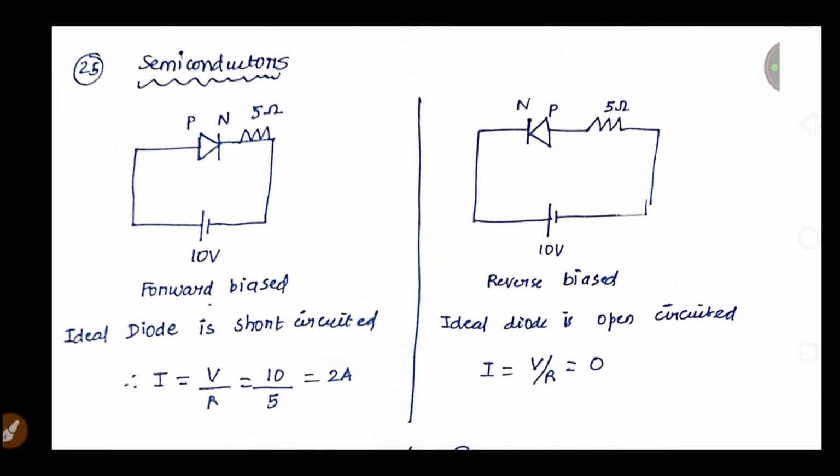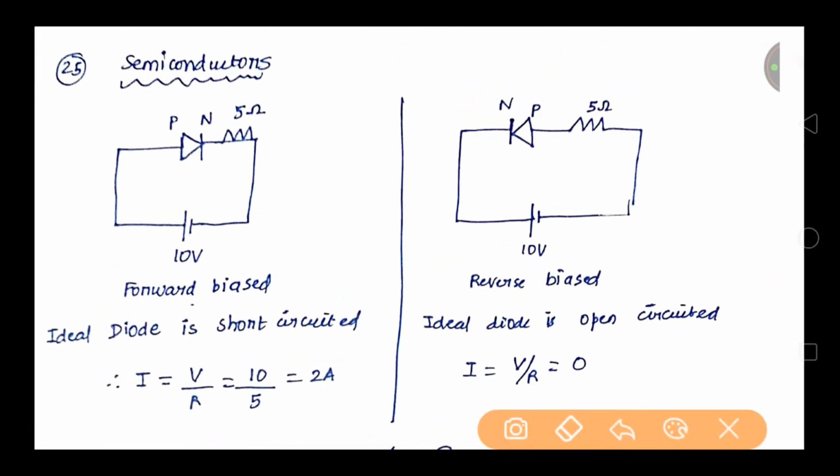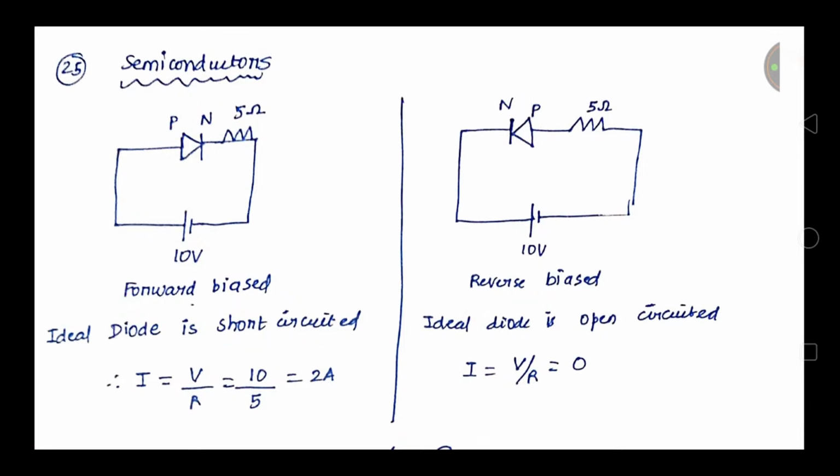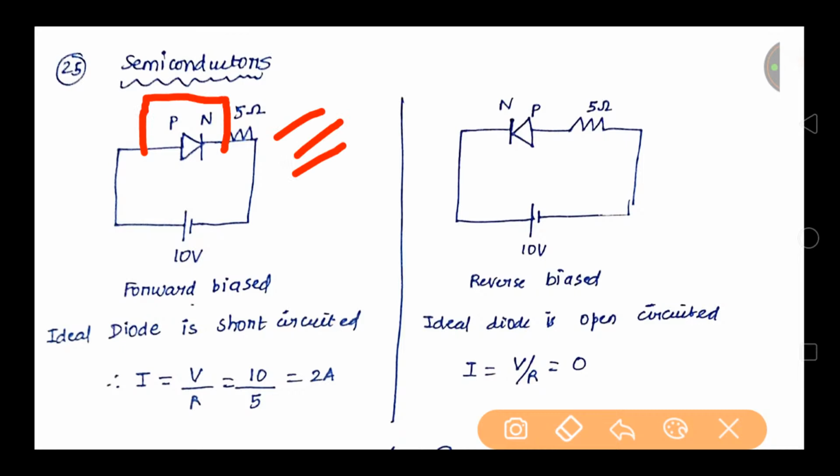Semiconductors. See, this symbol always points from P to N. If P is connected to the positive terminal of the battery, then it is forward biased. If P is connected to the negative terminal of the battery, then it is reverse biased. For forward biased, the ideal diode is short circuited. What is the meaning of short circuited? You're connecting the wire and putting it like this. So you can redraw just like this. Simply remove the diode, that's it.